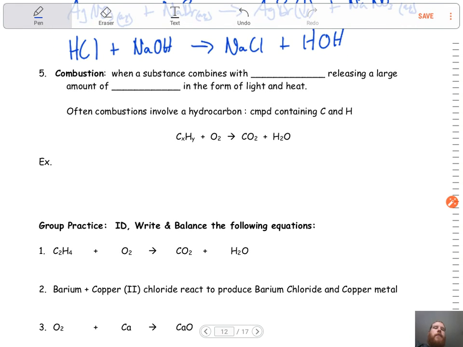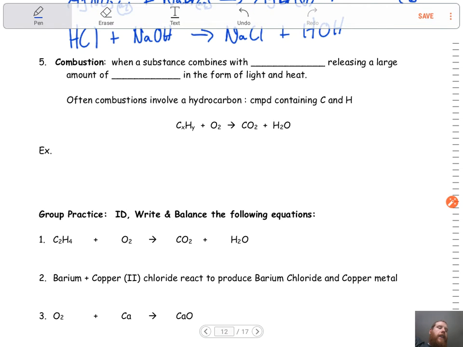All right, and the last type is everybody's favorite reaction, called a combustion reaction. This is what you guys probably thought you were signing up for when you signed up for chemistry, was dealing with explosions. Everybody loves these because they're the poster child for chemistry, but most of chemistry is not like this. Most of chemistry deals with solutions, which is double replacement. But anyway, combustion, guys, is when a substance combines with oxygen, releasing a large amount of energy, often in the form of light and heat.